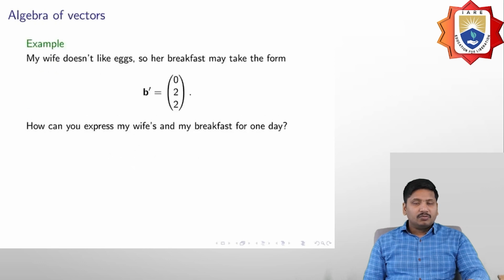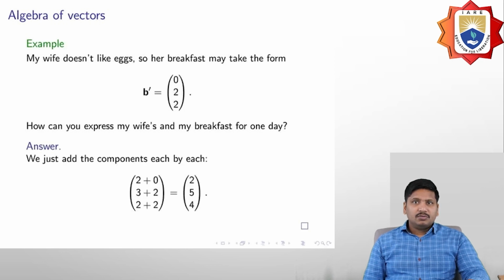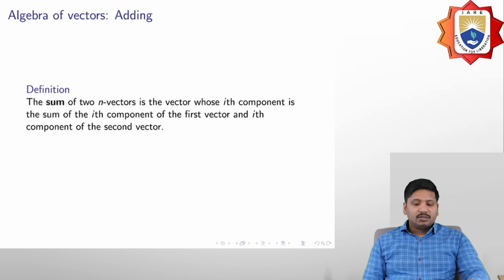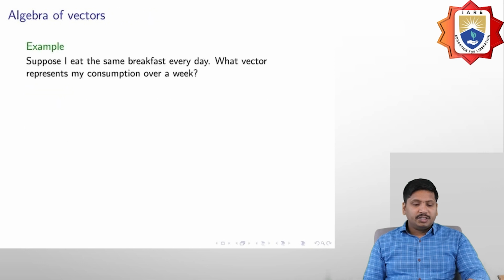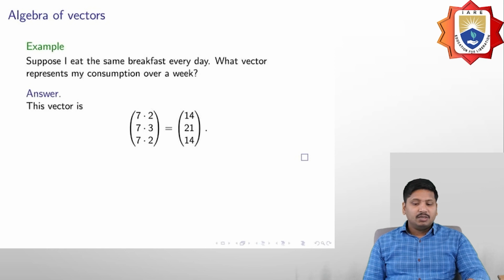So for the algebra, suppose I have a matrix, like my wife does not like x, so the breakfast can take the form 0 2 2. So how can we express this? I can do it like this. And adding vectors: the sum of two vectors is the vector where the ith component is equal to the sum of the ith component of the first vector and the ith component of the second vector. We can present it as b plus b dash. An example of a vector: suppose I am going to eat the breakfast with costs like this. What is the vector representation of my consumption over the week? For this I can present it.